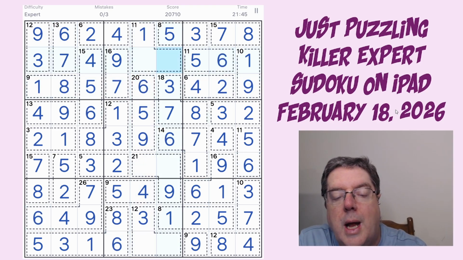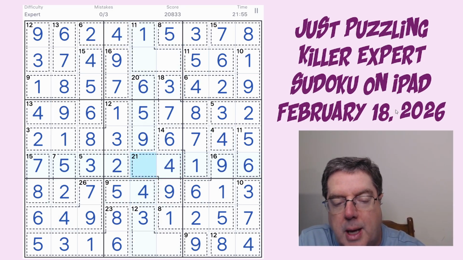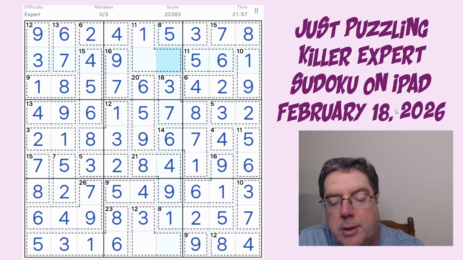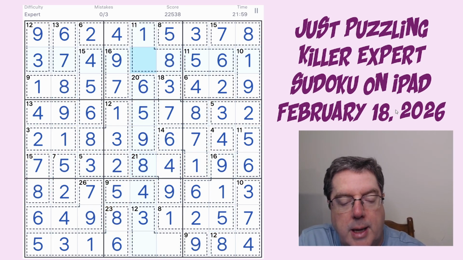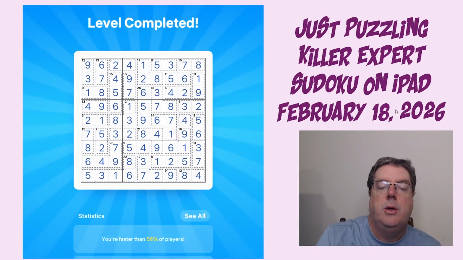Still got 2 and 8 here. This has to be 8 and 4, because I don't have anything else. 4 can't be here, so this is a 4 here, leaving this to be an 8. 8 comes up here, so this is an 8 here, leaving this to be a 2. 2 comes down here, so this is a 2, leaving this to be a 7. Alright, 22 minutes to do that.